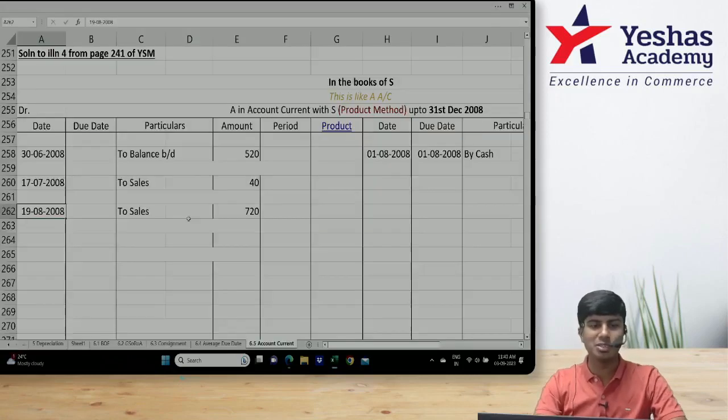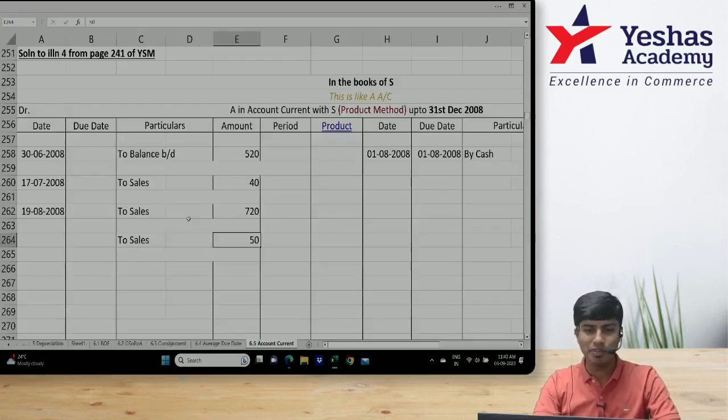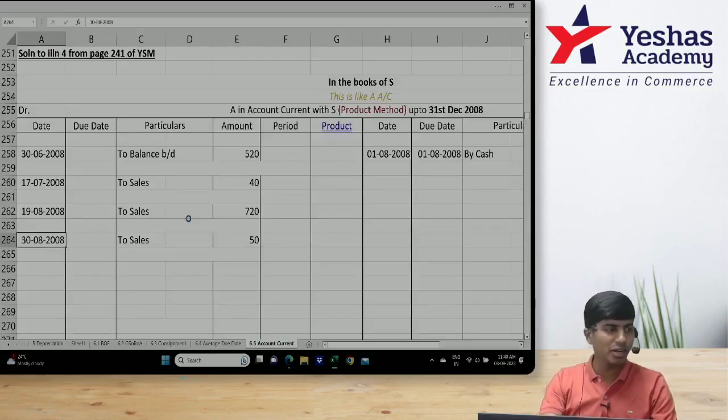Again, these people are jobless. They're selling, purchasing. You should be happy when they do such transactions, because they're doing all these transactions, you are getting to do accounts. If people don't do business, what will you do?